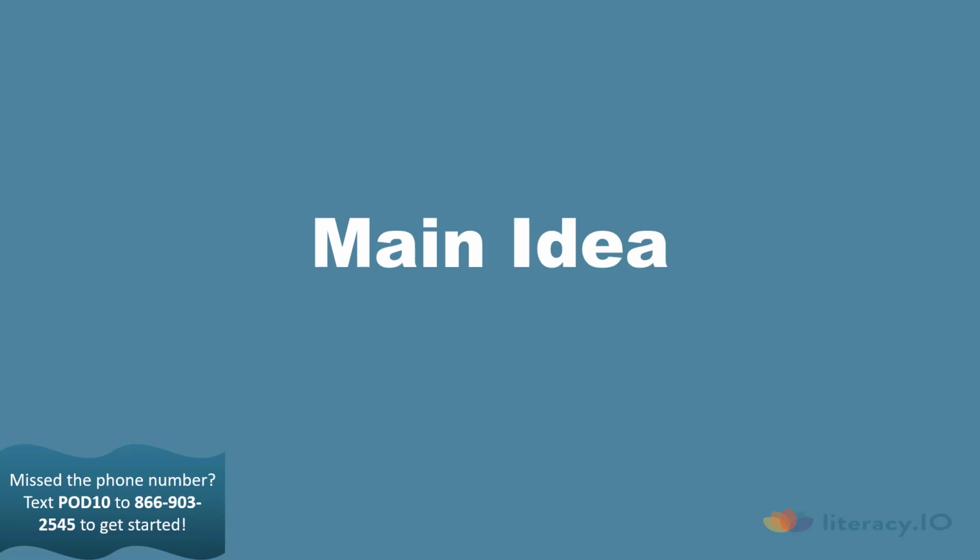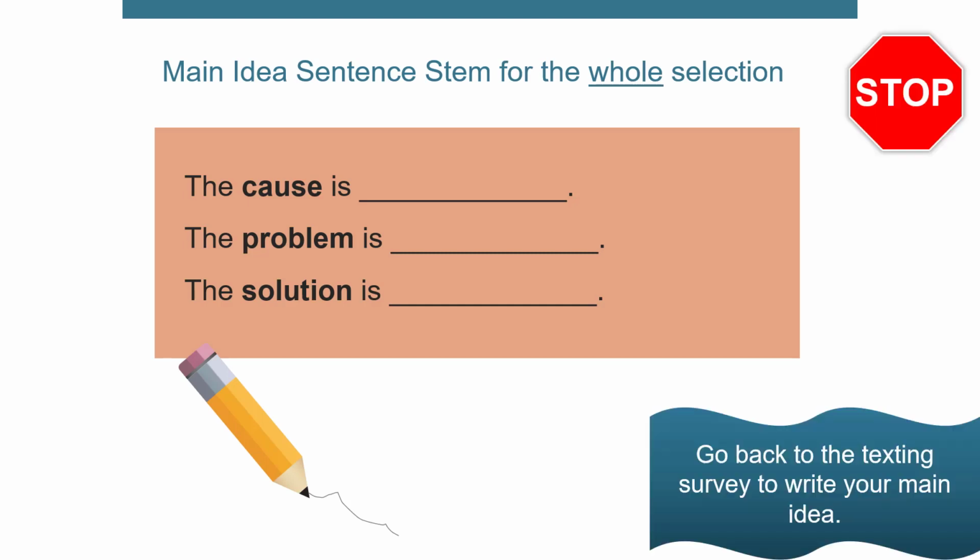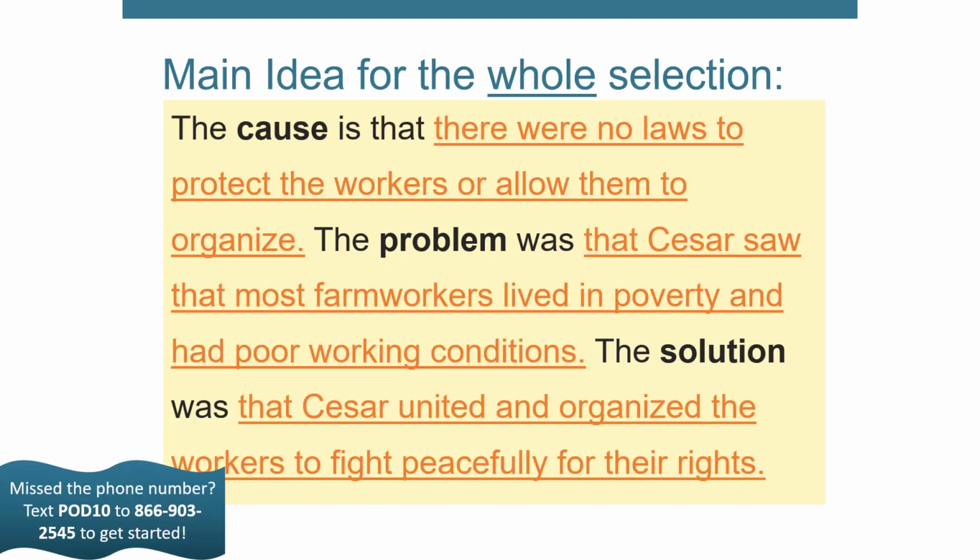Now it's time to use our main idea sentence stems to write the main idea of this passage. The main idea sentence stems for the whole selection are: the cause is, the problem is, the solution is. Pause your video and go back to the texting survey to answer the question using the sentence stems.